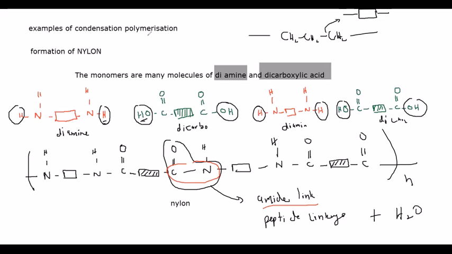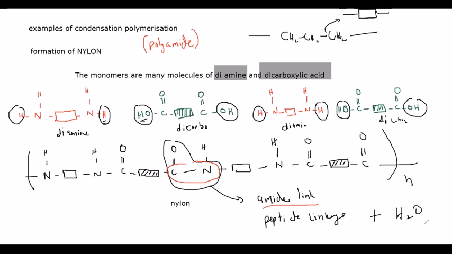So nylon is also called polyamide. Why do we call it polyamide? Because it contains amide linkage. Many amide linkages are there. That's why we call it polyamide. So condensation polymerization can be artificial. There are many artificial condensation polymers, but you have to learn about nylon and polyester.